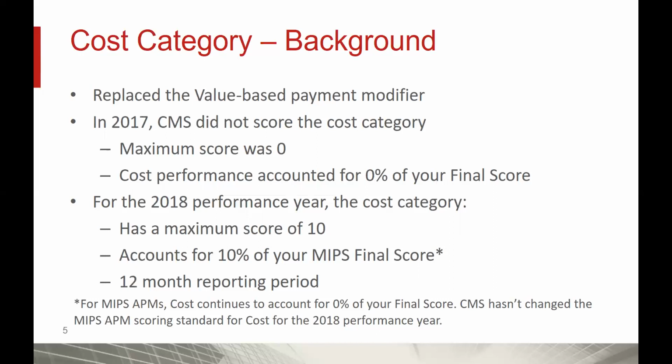However, for this year in 2018, CMS is scoring you on cost. And so you will have a maximum potential of earning 10 points. It accounts for 10% of your MIPS final score. But if you are participating in a MIPS APM, cost will continue to account for 0% of your final score, and CMS hasn't changed the MIPS APM scoring standard for cost for 2018. So just please keep that in mind if you happen to be participating in a MIPS APM. Another reminder about the cost category is that you are evaluated for a 12-month reporting period on this performance category.